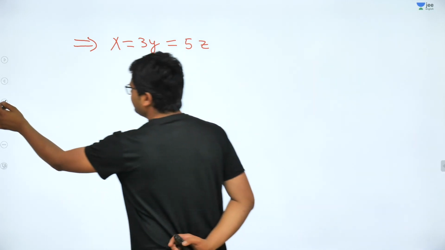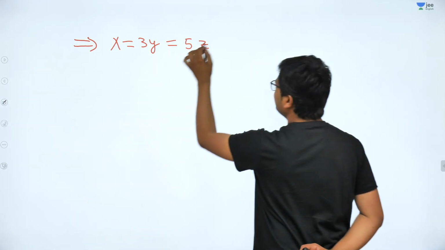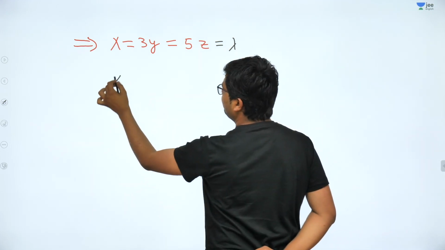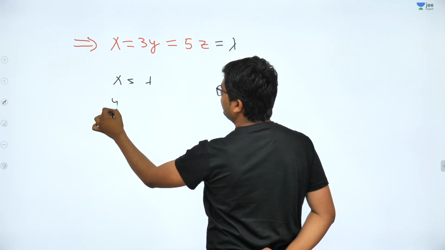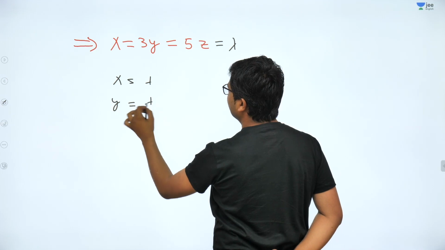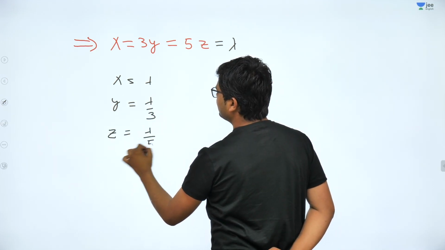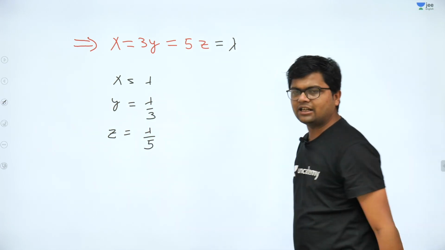So what I did, I equated these values to some constant, let us suppose lambda. So the value of x is equal to lambda, value of y is equal to lambda by 3, and value of z is equal to lambda by 5. So these are the values of x, y and z.